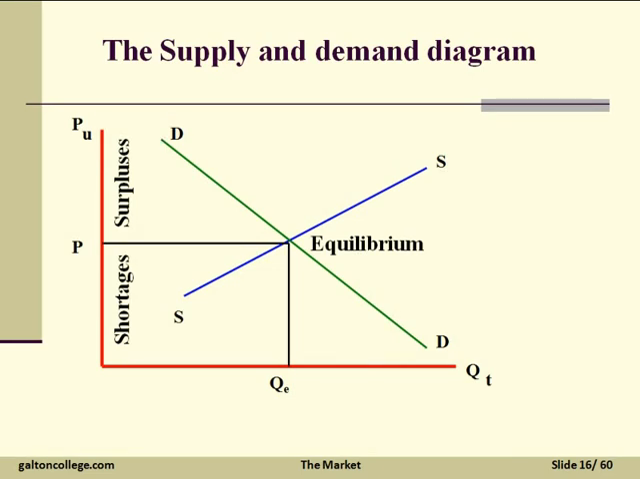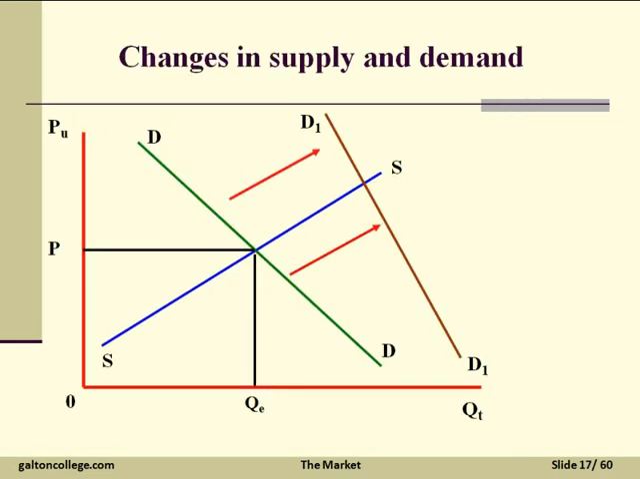Now, let's see what happens if the demand curve was to shift outwards. This could happen because, for example, income has increased, so people have more income to spend on the good, or because tastes have moved in favour of the good, people want more of it, it's more fashionable. So for whatever reason, the demand curve has moved, in this case, out to the right, to D1. If that's the case, then at the existing equilibrium price of P, there is now an excess demand.